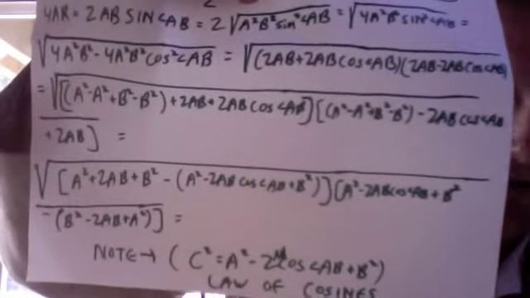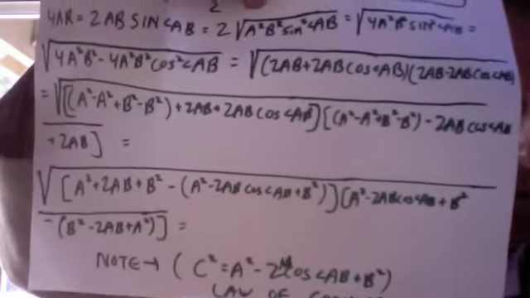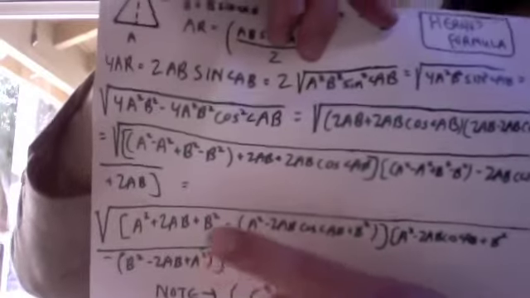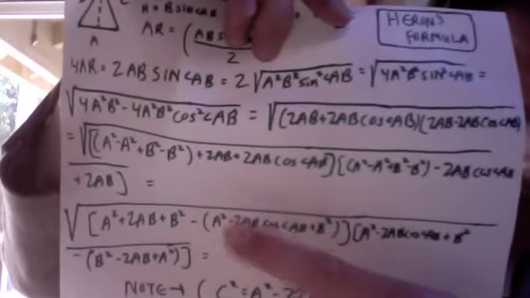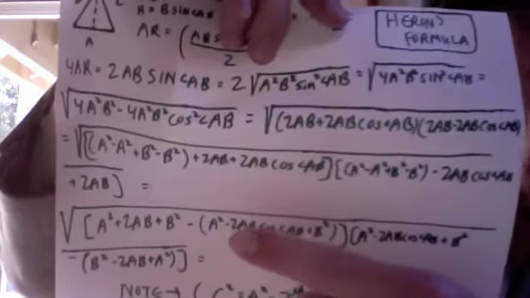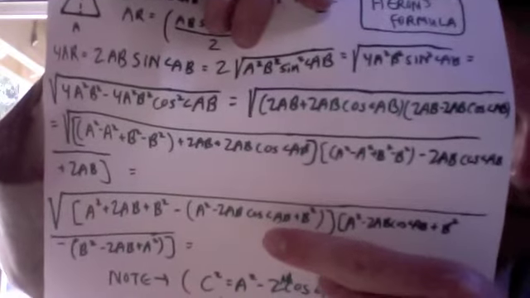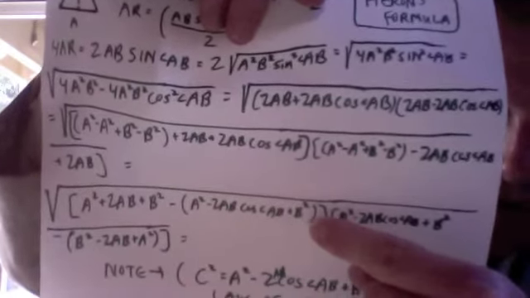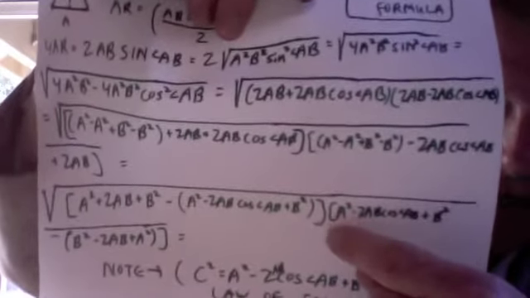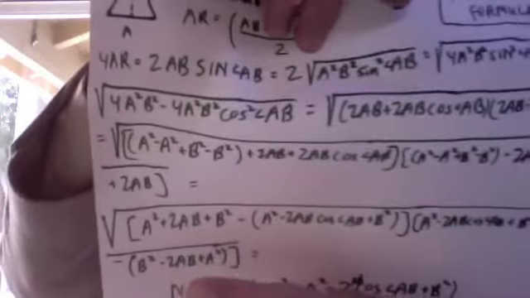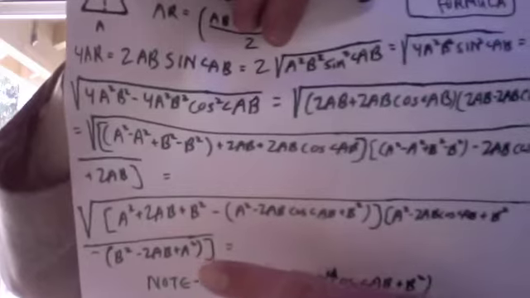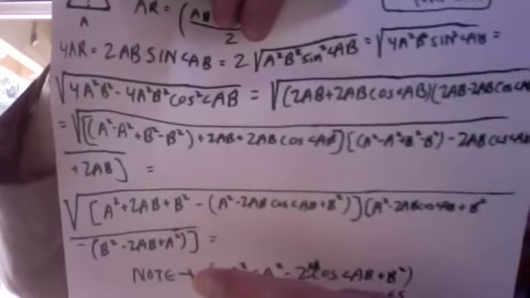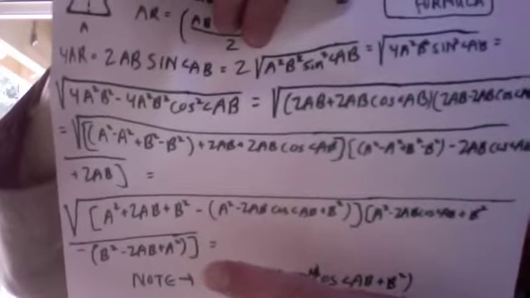And that's equal to, we neaten it up, the radical of [a squared plus 2ab plus b squared minus (a squared minus 2ab cosine angle AB plus b squared)] times [a squared minus 2ab cosine angle AB plus b squared minus (b squared minus 2ab plus a squared)]. Shouldn't that be minus 2ab plus a squared?